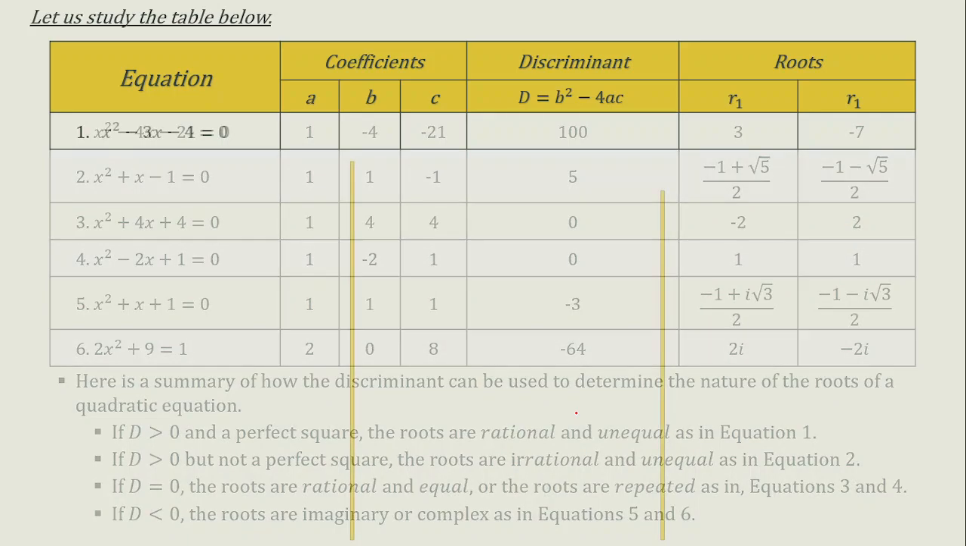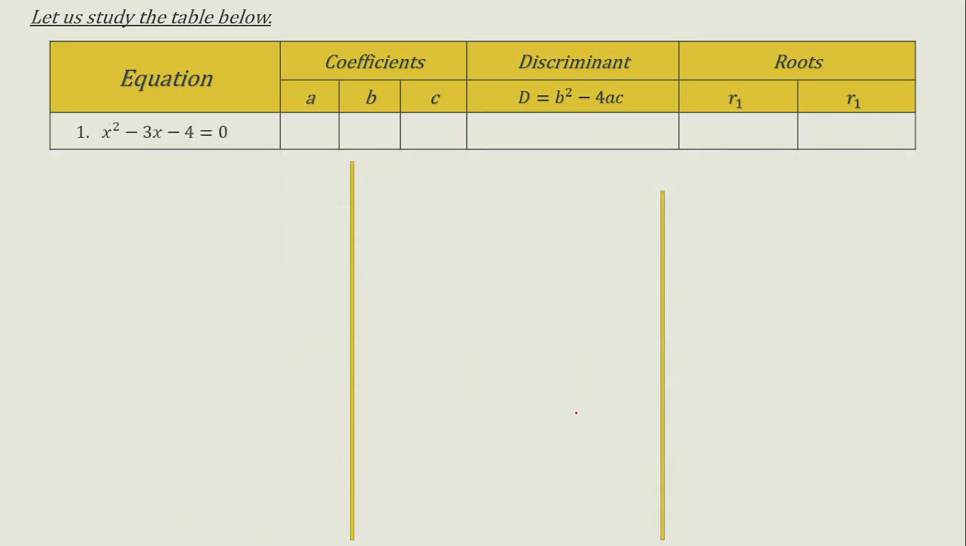So let's continue. So let us study the table below. So in this table class, yung from the past slide, the informations are complete. All the given for the coefficient, discriminant, and roots have already been solved. So nag-focus lang tayo talaga doon sa value ni discriminant, ano ba yung effect ni discriminant sa nature ng roots. But for now, we are going to look for the coefficient, solve for the discriminant and the root.